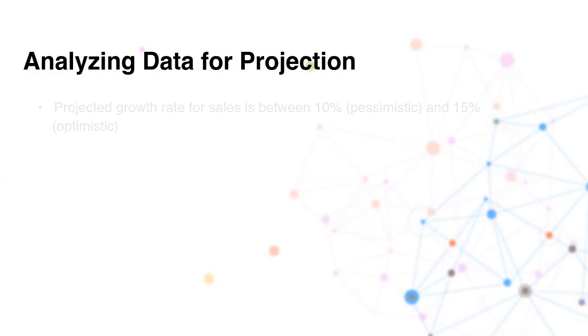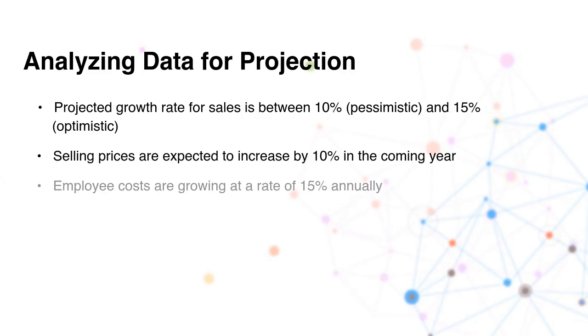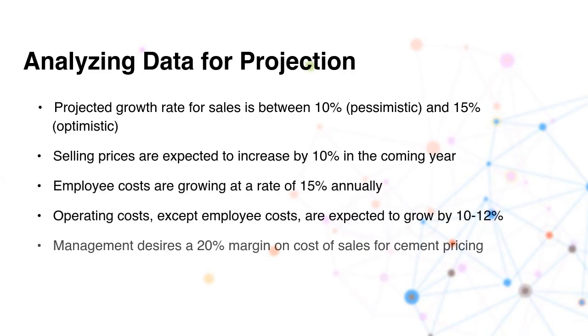To create accurate projections, several key factors are considered. The projected growth rate for sales ranges from 10% in the pessimistic scenario to 15% in the optimistic one. Selling prices are expected to increase by 10%, while employee costs are growing at 15% annually. Operating costs, excluding employee expenses, are anticipated to grow by 10 to 12%. Management aims for a 20% margin on the cost of sales for cement pricing.